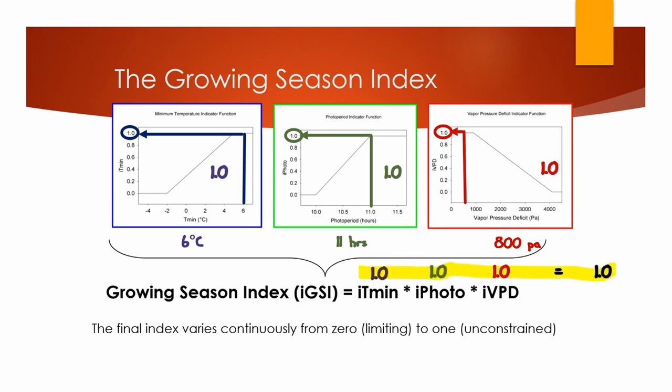Essentially, that's how this works, is that the only way you get a GSI of 1 is for minimum temperature to be high enough, photoperiod to be long enough, and vapor pressure deficit to be low enough to yield the conditions that make for happy plants.